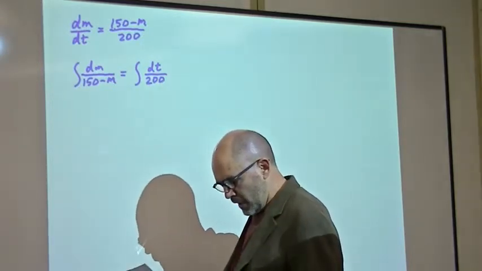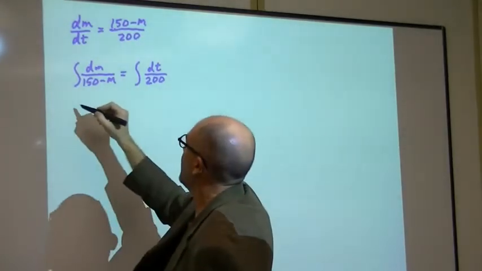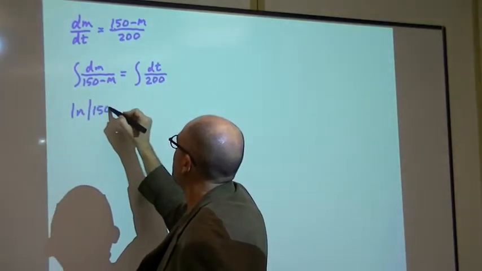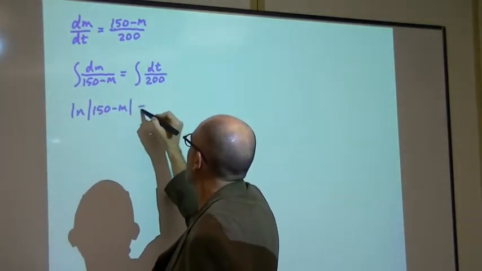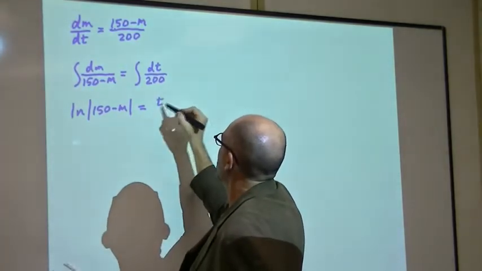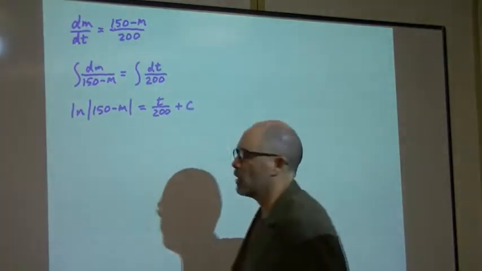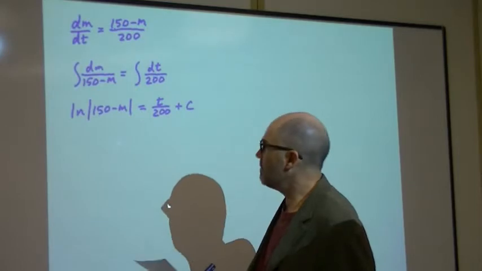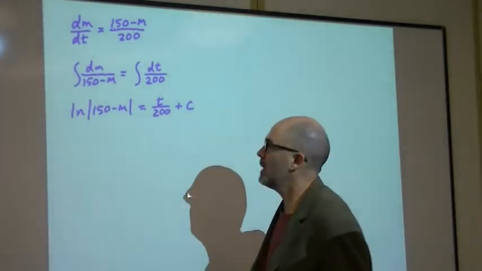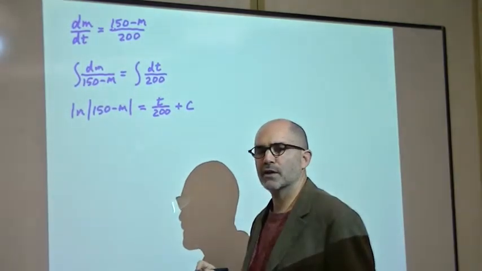Okay, so now when we do this integration, we have natural log absolute value 150 minus m equals t over 200 plus our arbitrary constant. Now, let's not mess around with this constant any more than we have to. Let's turn it into a number. So how do we get a number for the arbitrary constant?